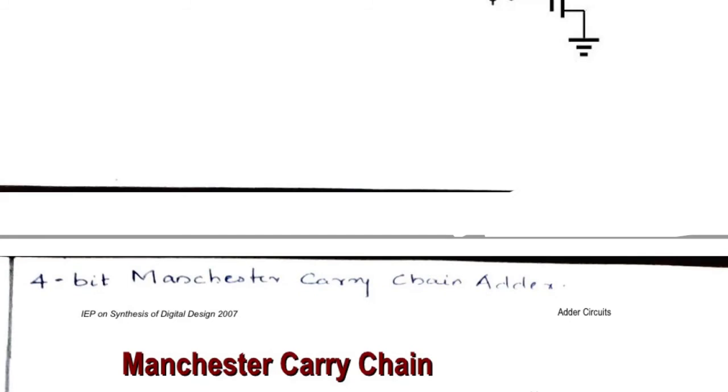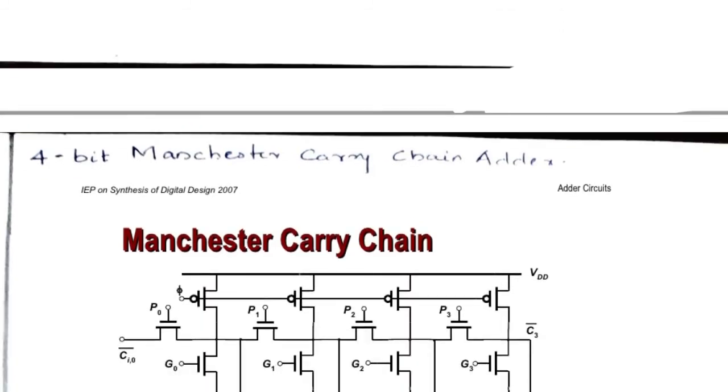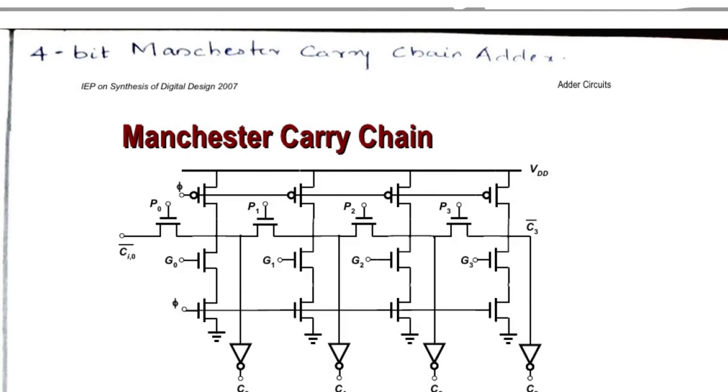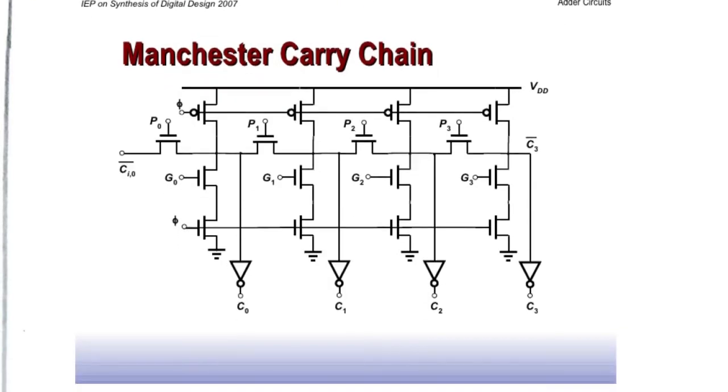And then we have the 4-bit implementation of the same thing that we learned now, the carry chain adder. It has the exact same thing, but it has 4 stages. For each bit, we do the same process and repeat the cycle as many times as there are bits. So that is the 4-bit Manchester carry chain adder.